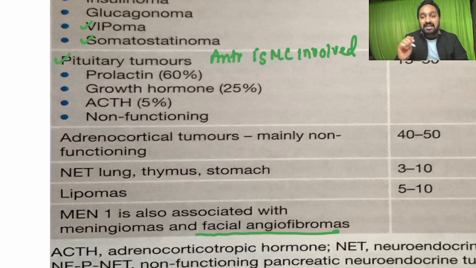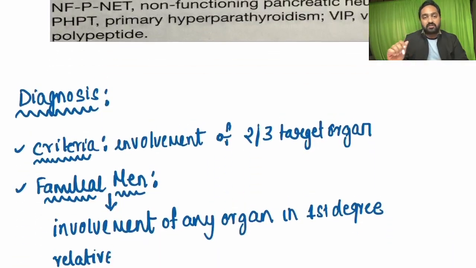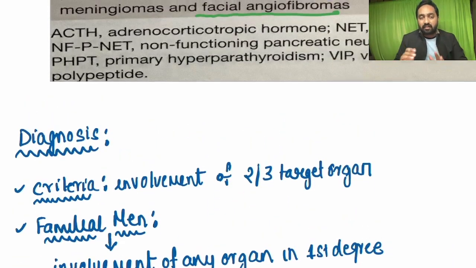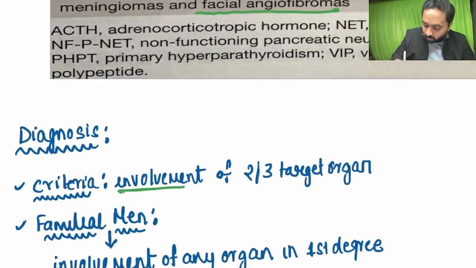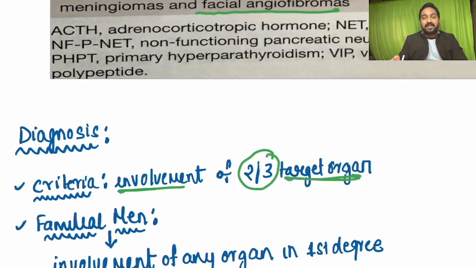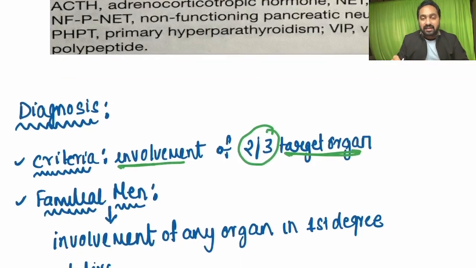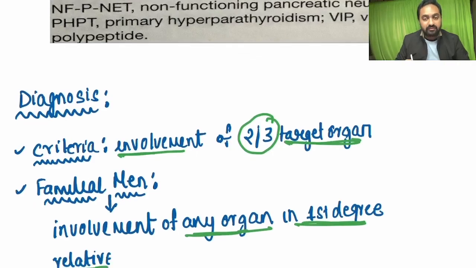Now, regarding the diagnosis of MEN1 syndrome, so what is the criteria? It is the involvement of at least 2 of 3 target organs. And in case of familial MEN, it is involvement of any organ in first degree relative, right? So there are some screening protocols for the MEN1 syndrome. So let's look at them.